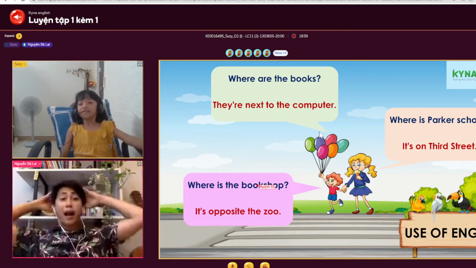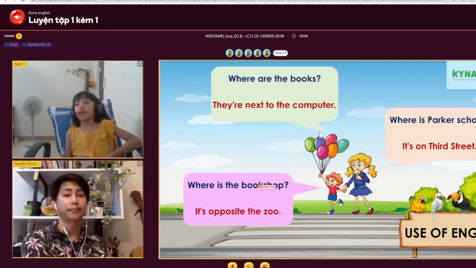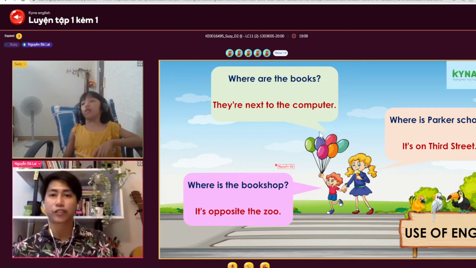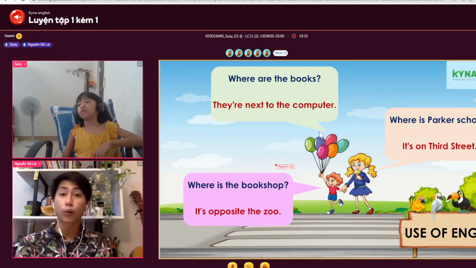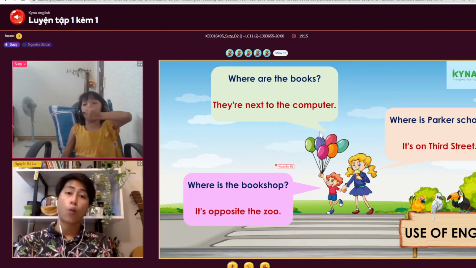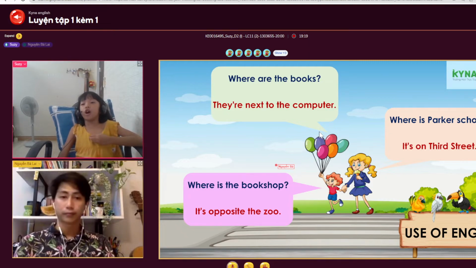Now, I'm blue, you are red, yeah? Where are the books? There, next to the computer. Where is Parker School? It's on 3rd Street. Where is the bookshop? It's opposite the zoo.